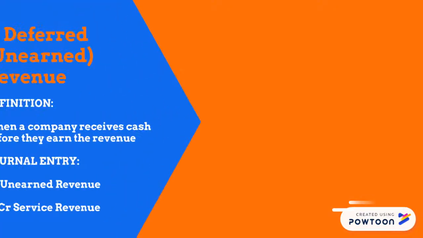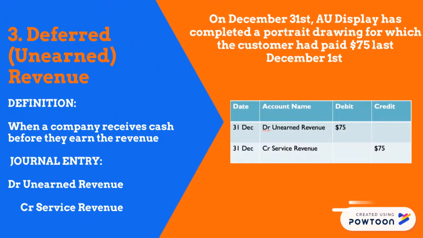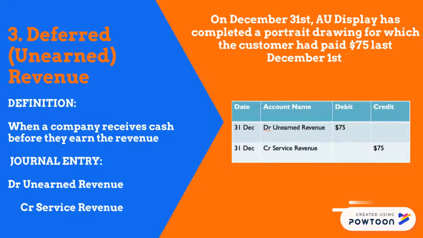Deferred revenue is when a company receives cash before they earn the revenue. Therefore, in this scenario, you would debit unearned revenue $75 and credit service revenue $75.